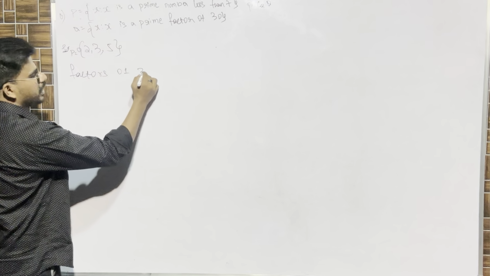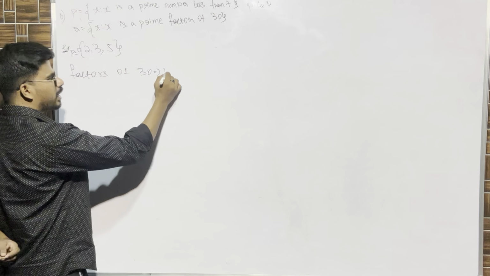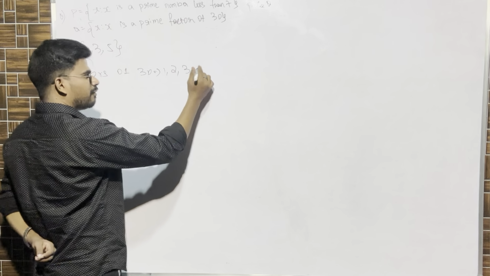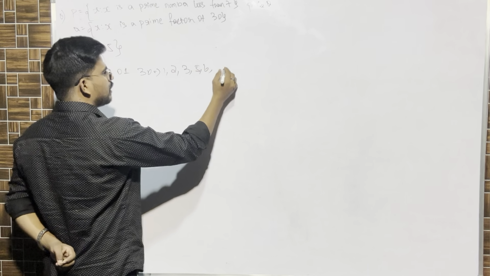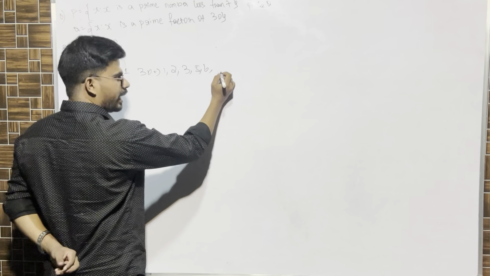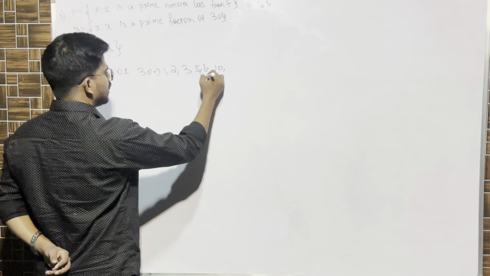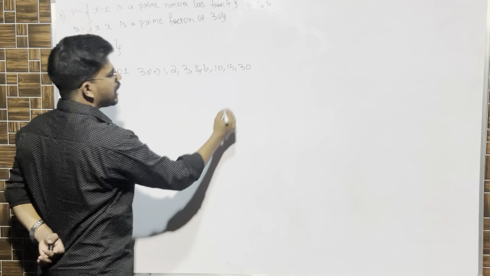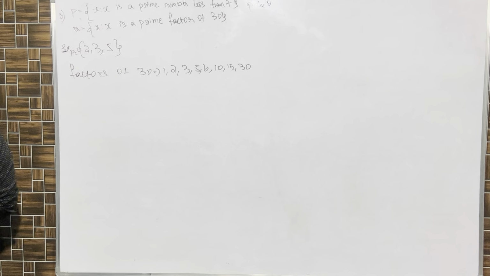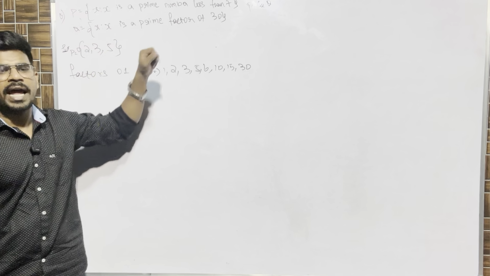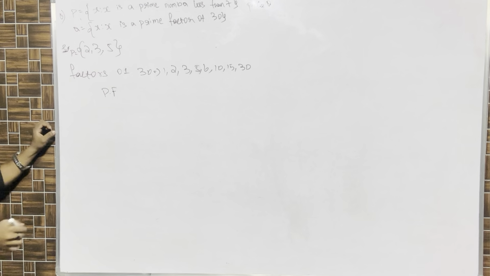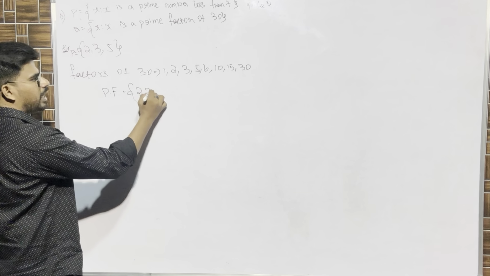Factors of 30. What are the factors of 30? It goes in 1, in 2, in 3, in 5, 6, no 8, it won't go, 9, it won't go, directly 10 and then 15. After 15, 30. So these are the factors of 30. However, we have to check only the prime ones. What are the prime factors among these? PF is prime factors. 2, 3, 5.